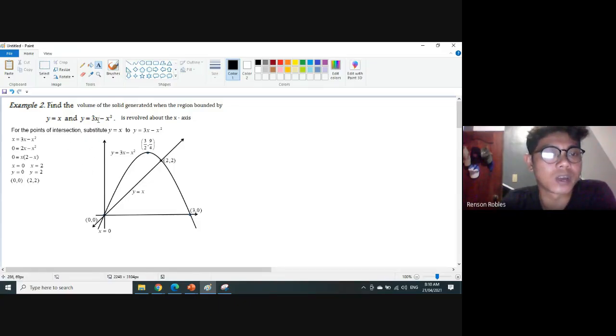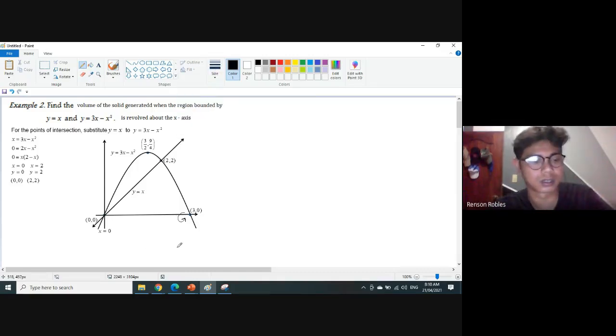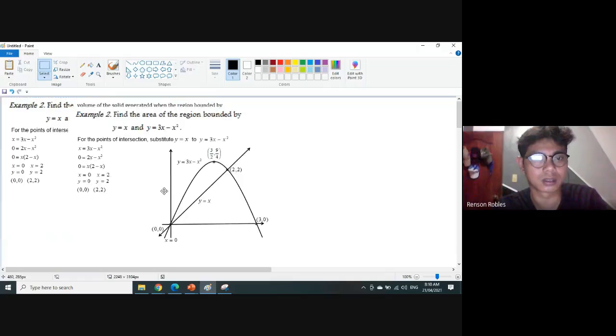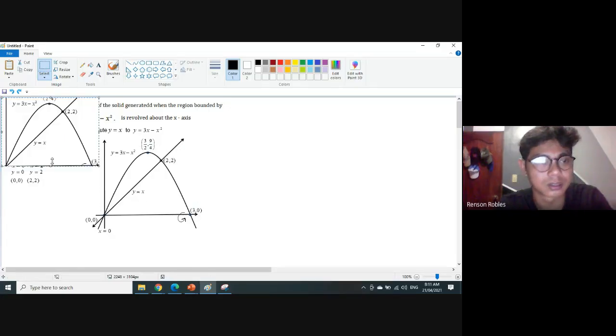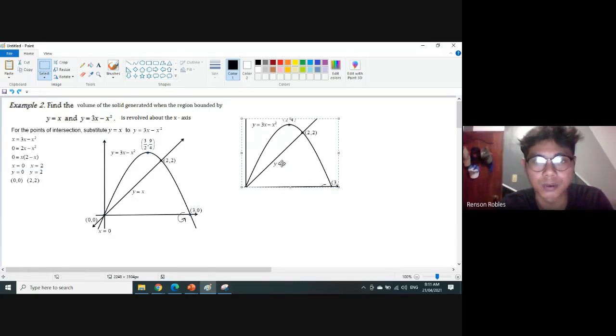We all know that this y equals 3x minus x squared is a parabola that opens down and with vertex at 3 halves, 9/4, then passing through the points 0, 0, 3, 0, and 2, 2. And this is a line passing through the points 0, 0, and 2, 2. Okay, so we shall revolve it over this line, the x-axis. So we shall have this solid to be revolved over the x-axis.